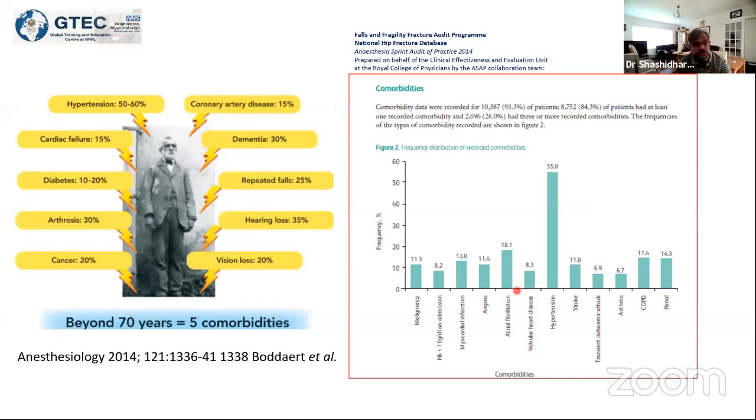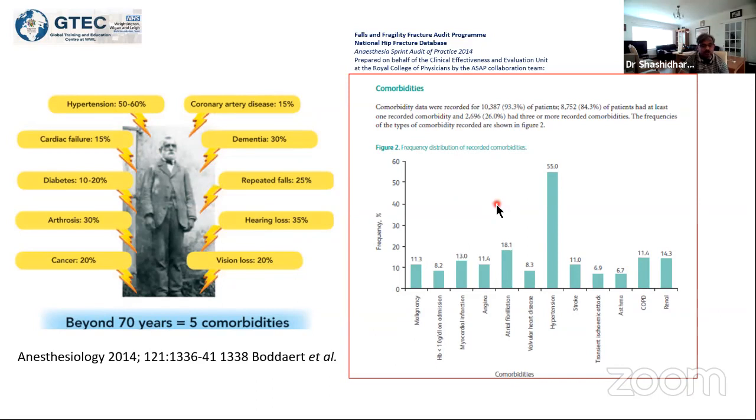If you look at this, this is the one which comes from the SPRINT audit. Hypertension is the commonest, so very common. Ischemic heart disease is 30%, and dementia, as I said earlier, can be there. That is what was in the anesthesia database, so this is the 2019 database. And this is from the Trent audit 2014. I think it remains the same. Again, hypertension is 55%, very common.